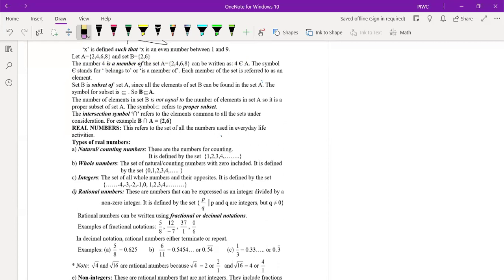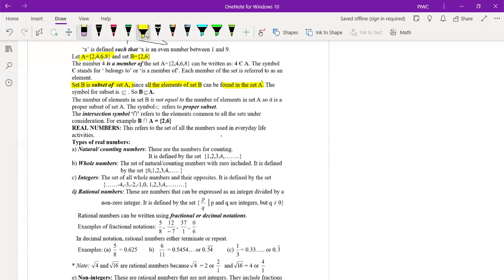Now let's talk about something known as a subset. So set B is a subset of A. Why? Because all the elements of set B can be found in the set A. So we say that it's a subset of A, right? So let's go back. Look at set B, you have 2, 6. Now I can find 2, 6 within set A. Because of that, the set B is a subset of the set A.